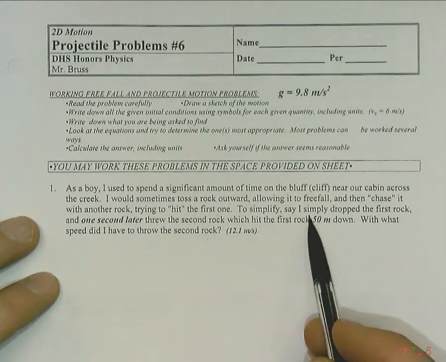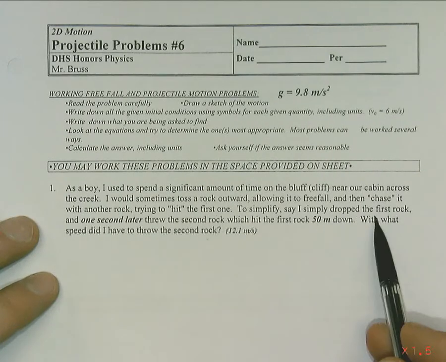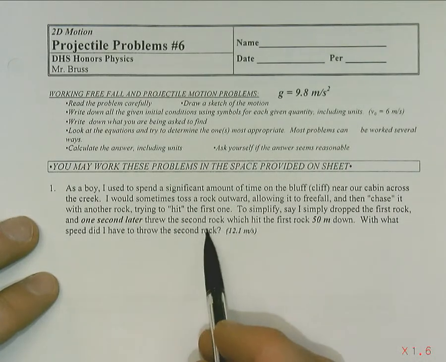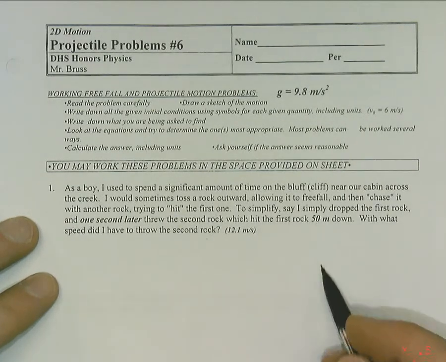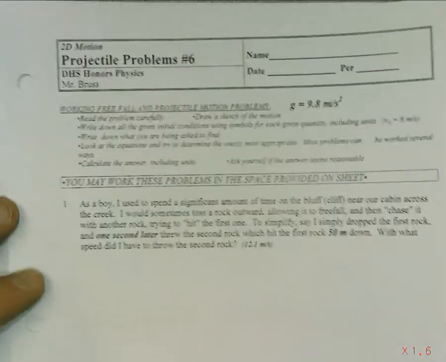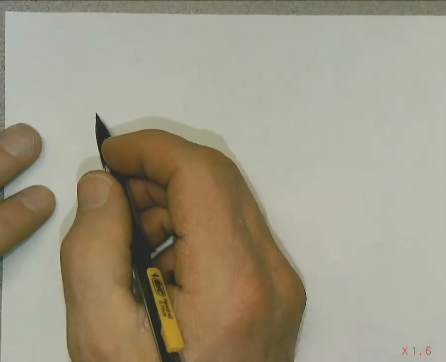For this problem, we're going to allow the first rock to just drop, free fall, and a second later, throw the second rock, which hits the first one 50 meters down. So this is all vertical motion, just to simplify a little bit. So the question is, how fast do I have to throw the second rock? All right, it sounds like a pretty good problem.